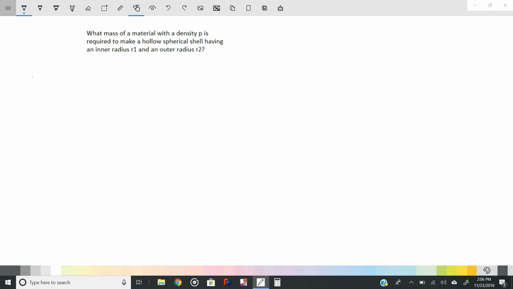Here's a prompt for you guys. What mass of material with a density ρ is required to make a hollow spherical shell having an inner radius R1 and an outer radius R2?